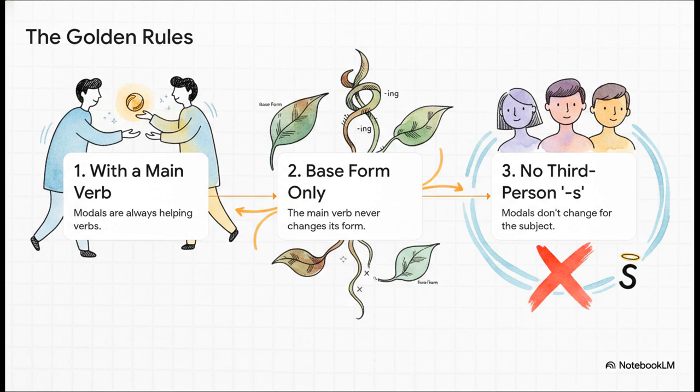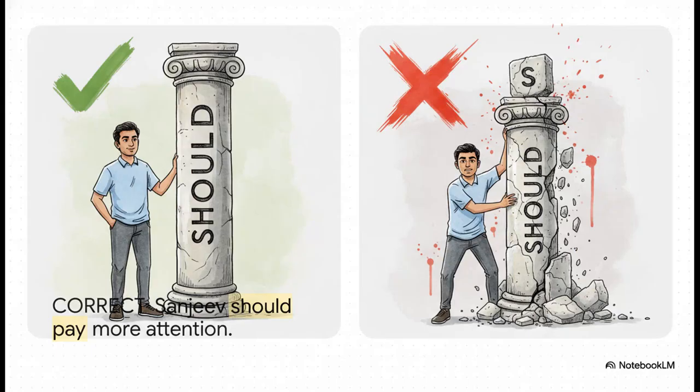And rule 3, and this is a big one, modals never, ever get an S at the end for people like he, she, or it. And check this out. This slide shows that third rule perfectly. You'd say Sanjeev should pay, but you would never, ever say Sanjeev shoulds. It just sounds wrong, right? The modal itself never changes. Doesn't matter who we're talking about.